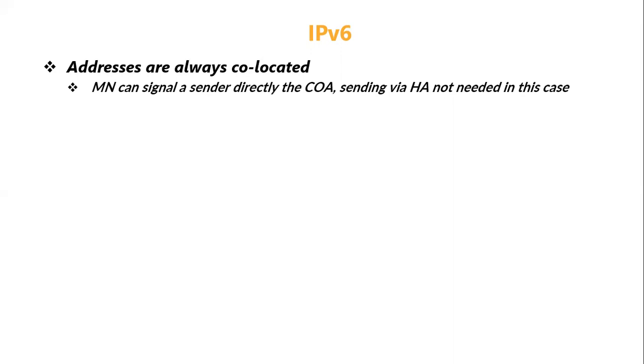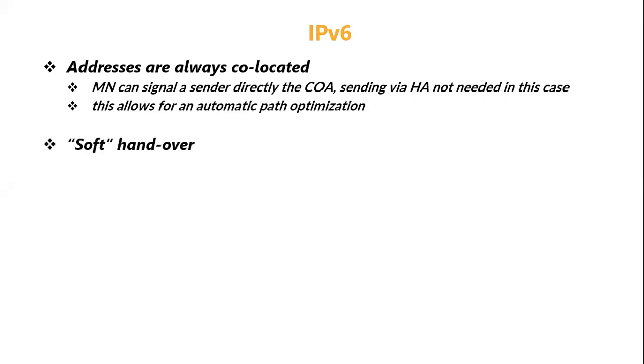The mobile node can signal a sender directly the COA. The mobile node can respond to any node directly with the COA. Sending through the HA is not required. You need not send the information through the home agent. The mobile node itself can directly communicate the information. So a mobile node itself can communicate with anybody. It need not go through the HA.